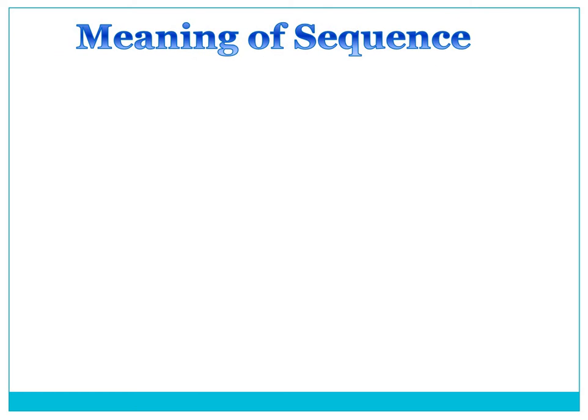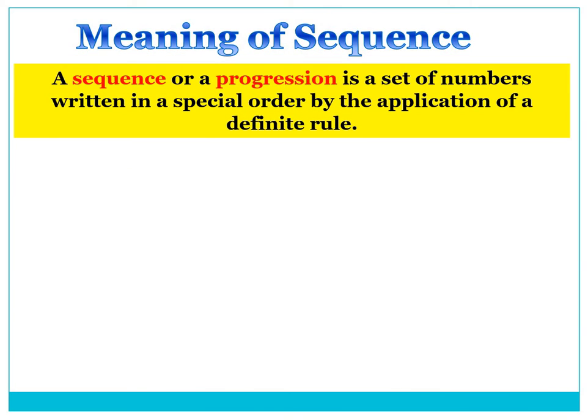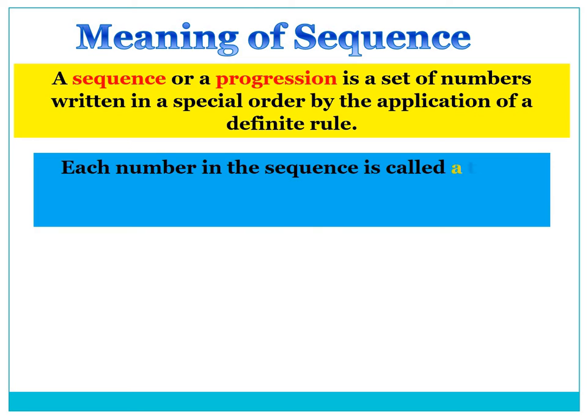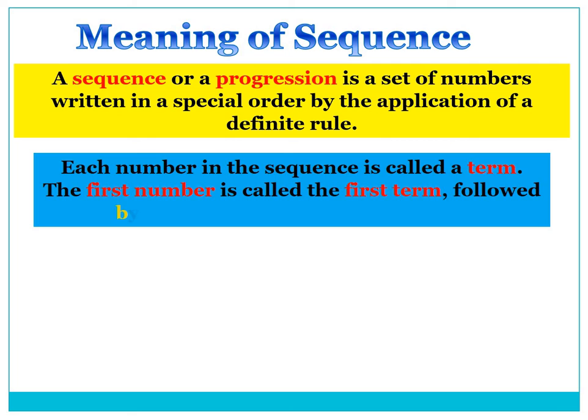So let's have the meaning of sequence. A sequence or a progression is a set of numbers written in a special order by the application of a definite rule. Each number in the sequence is called a term. The first number is called the first term, followed by the second term, third term, and so on.